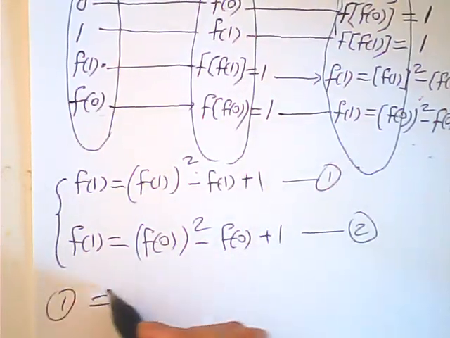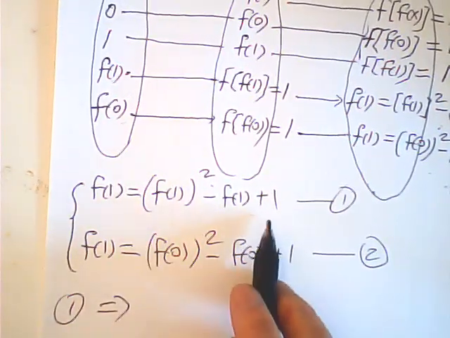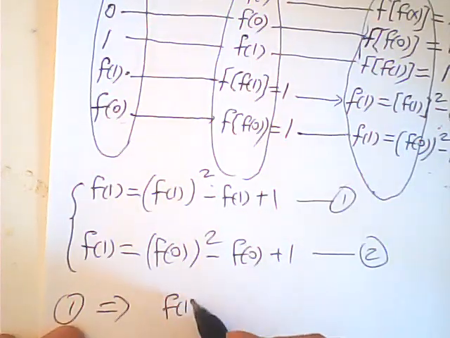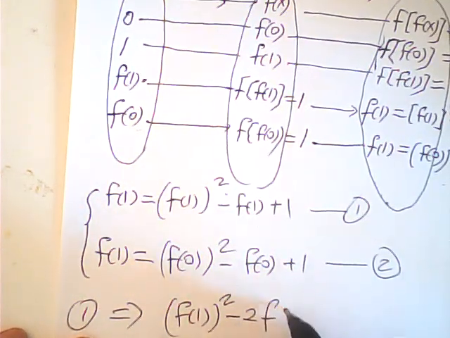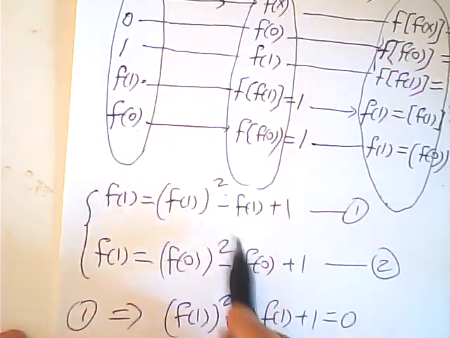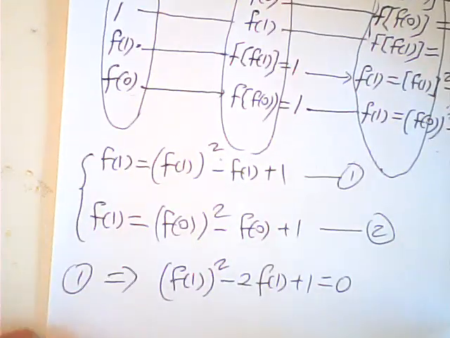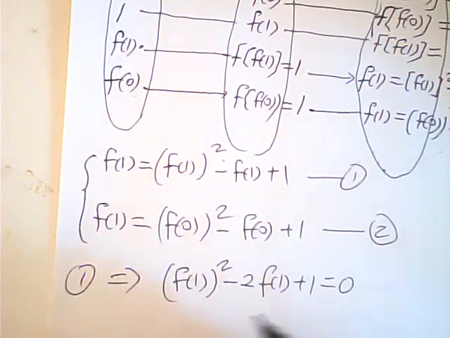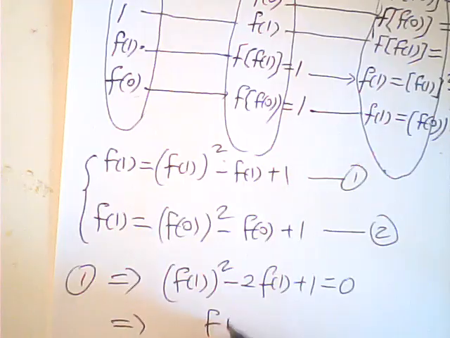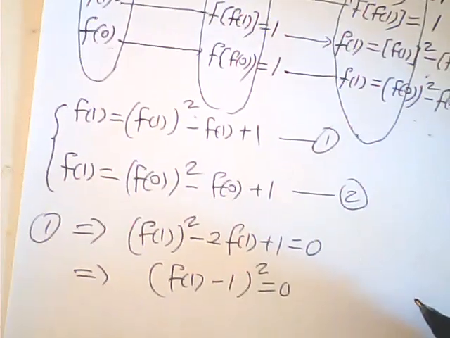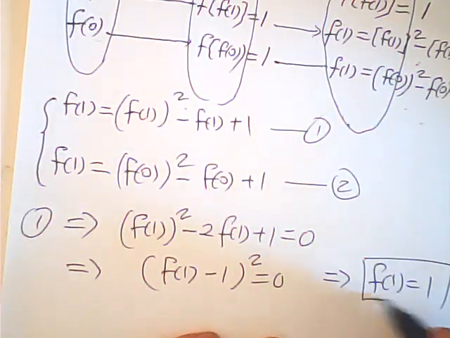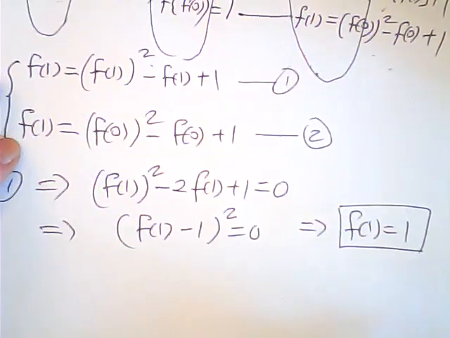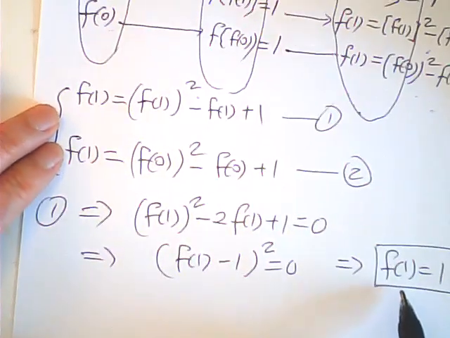Now, equation 1 can be easily rearranged to find that f(1) squared minus 2f(1) plus 1 equal to 0, right? So from which we can have (f(1) minus 1) squared equal to 0, right? Which says that f(1) equal to 1. So we have a first result, which says f(1) equal to 1.